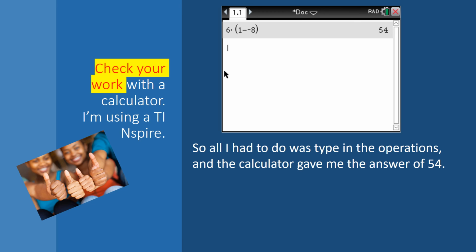All right, so let's go ahead and check our work. We've got 6 times parentheses, and inside that parentheses, I've got 1 minus a negative 8. So in that TI-Nspire, you're going to hit the 1 key, then the minus key, and then you're going to put in negative 8 and close that parentheses. When you hit enter, you'll get 54. So if you have any questions on this, ask your teacher or ask your shoulder partner.